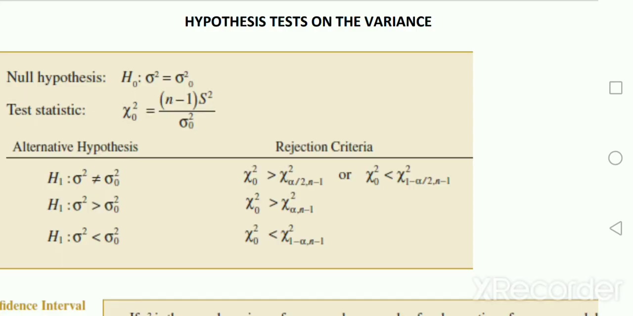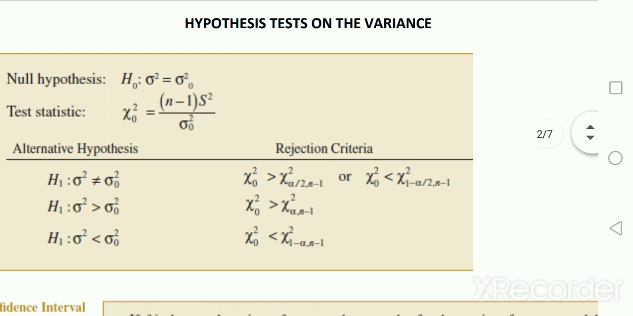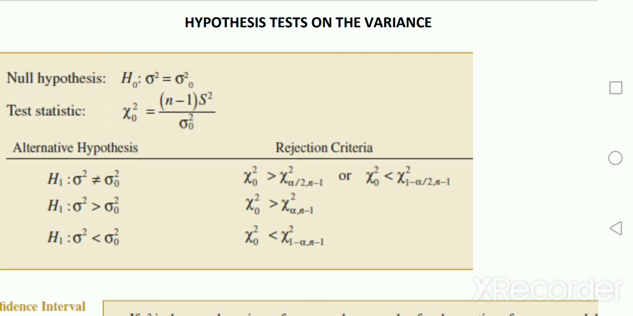Okay, now we see the model of testing of hypothesis on the population variance. Here the null hypothesis is H naught: sigma squared is equal to sigma naught squared. That is, the population variance we are taking as sigma naught squared, and the test statistic is chi squared naught equal to n minus 1 into s squared divided by sigma naught squared, where s squared is the sample variance. For the alternative hypothesis sigma squared not equal to sigma naught squared, the rejection criterion is chi squared naught greater than chi squared alpha by 2 comma n minus 1, or chi squared naught less than chi squared 1 minus alpha by 2 comma n minus 1.